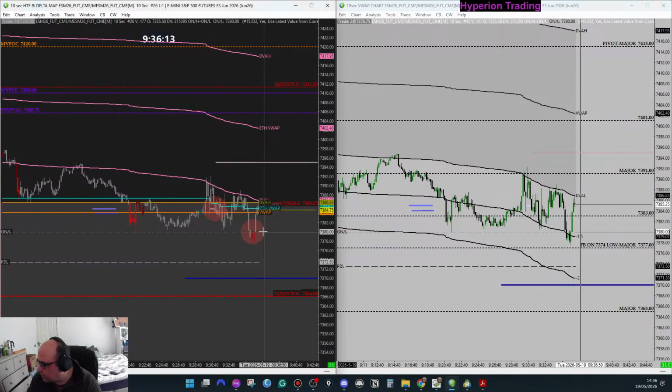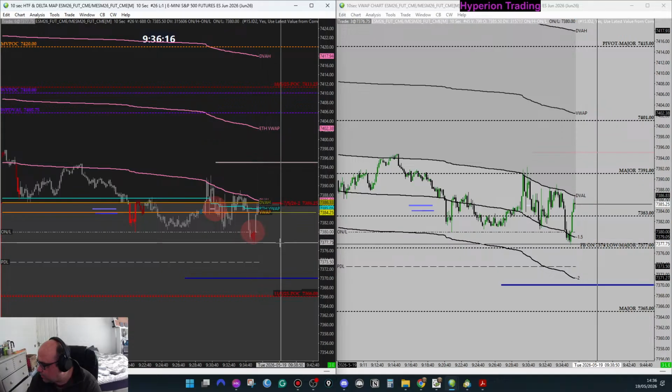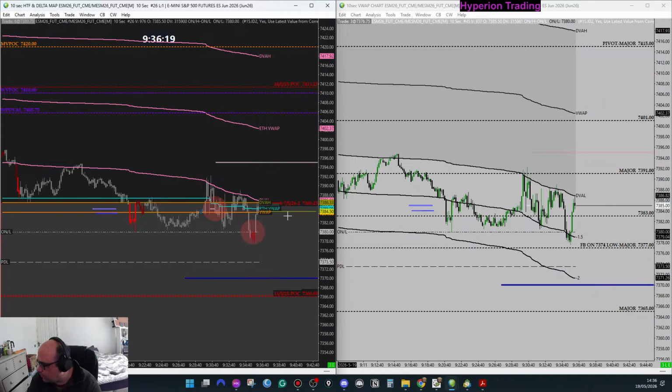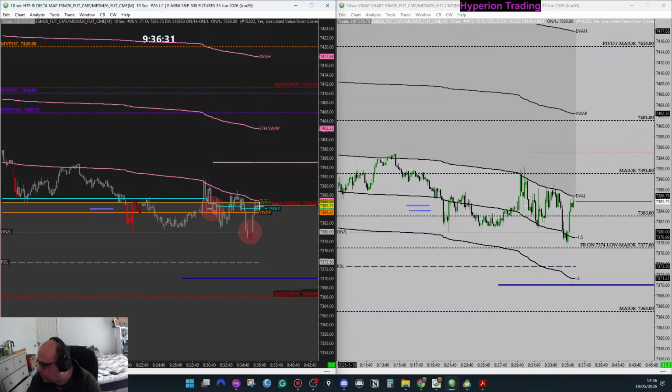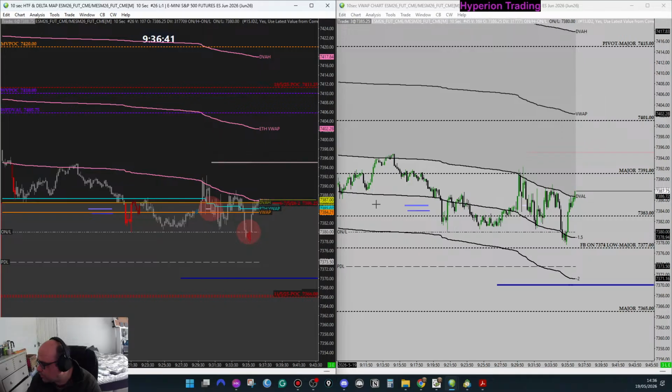We see trapped sellers here at the overnight low. They were too hasty to enter and they got trapped. Let's see. They rushed into lows and now they're getting trapped. If it breaks, it means they're exiting their positions, so we can go for the long. Okay. Not just yet.